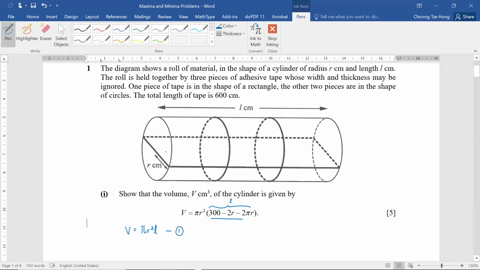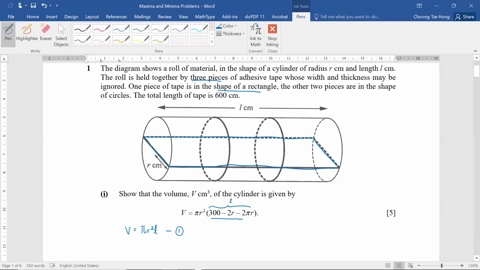Over here you have a row of material held together by 3 pieces of adhesive tape. So where are the 3 pieces of adhesive tape? One piece of tape is in the shape of a rectangle. In this diagram, where is the rectangle? You can see that the rectangle is over here, followed by this length over here, then the diameter of the circle, and finally this length.